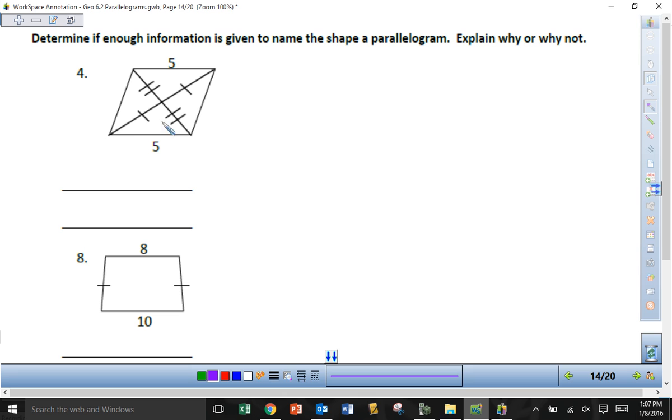Now, in the case of diagonals that bisect each other, that is enough information by our diagonals properties there to tell us that this is a parallelogram. So we can say yes on this one because the diagonals bisect each other.